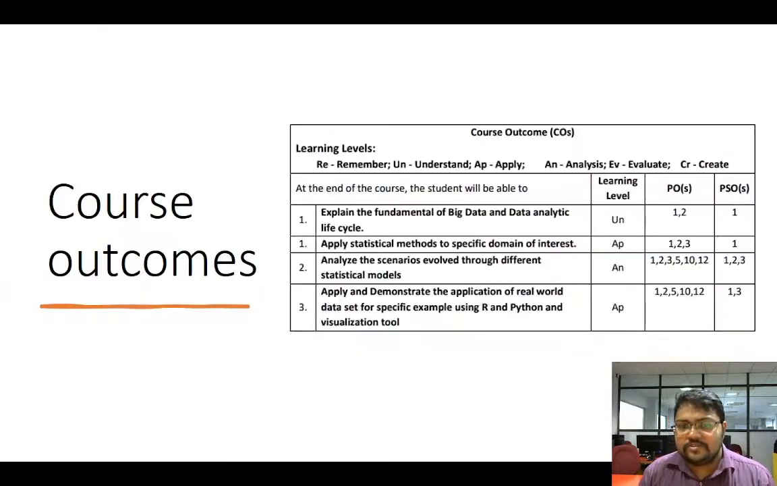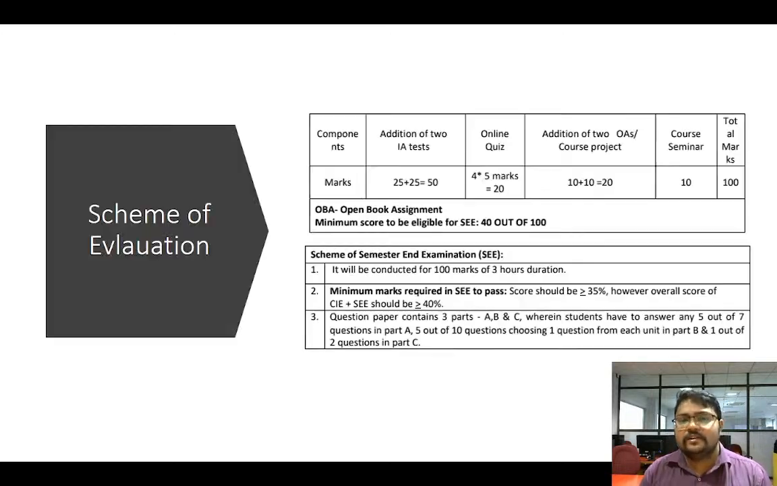The outcomes of the course are: explain the fundamentals of big data and data analytics life cycle, apply statistical methods to specific domain of interest, analyze the scenarios evolved through different statistical models, apply and demonstrate the applications of real world dataset for specific example using R and Python and visualization tool.